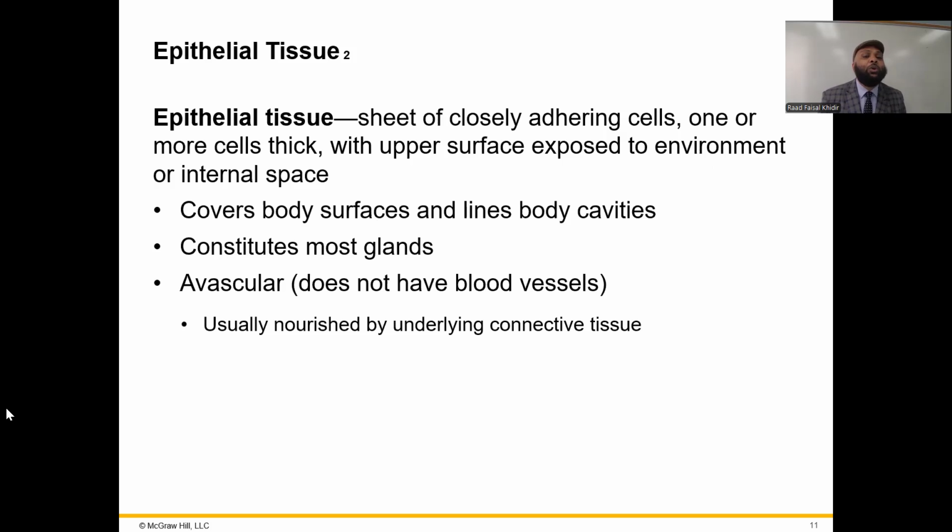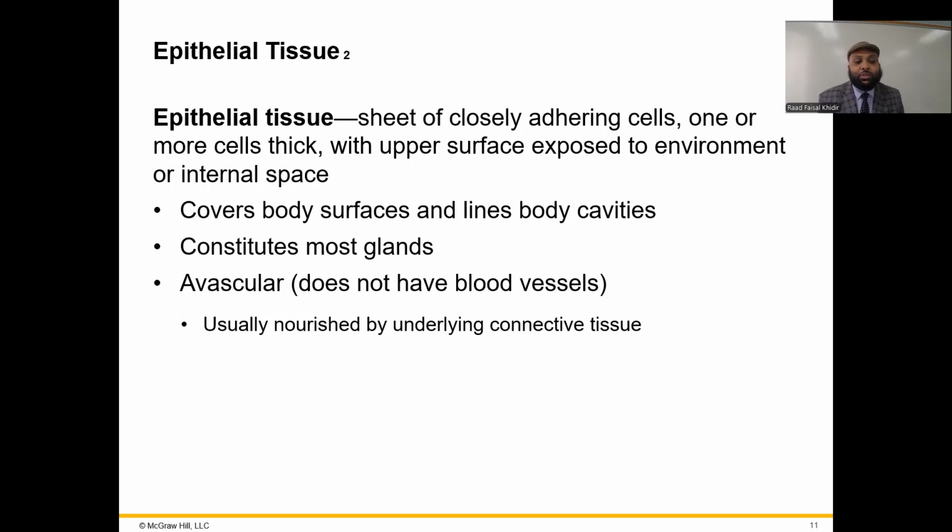Let's begin now with one of our four major tissue types. These are the epithelial tissue, followed by the connective tissue, followed by muscular and nervous tissue. So the epithelial tissue is a sheet of closely adhering cells, one or more cells thick, with the upper surface exposed to the environment or the internal space. So it covers the body surfaces and lines the body cavities.